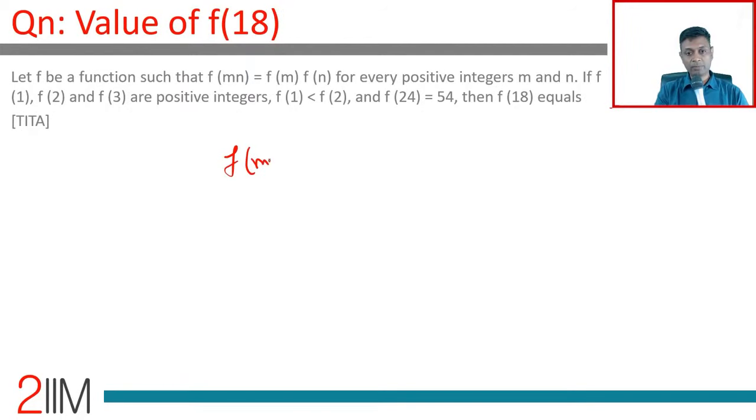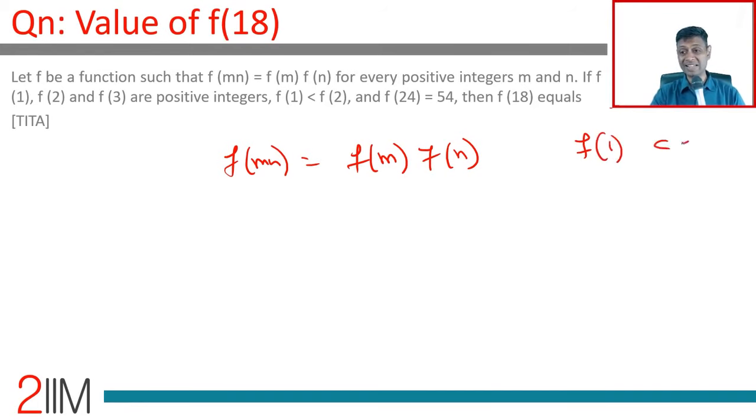f of mn equals f of m into f of n for every positive integer m and n. If f of 1, f of 2 and f of 3 are positive integers, f of 1 is less than f of 2, and f of 24 equals 54. Wonderful. f of 1 is less than f of 2. f of 2 equals f of 2 into f of 1.